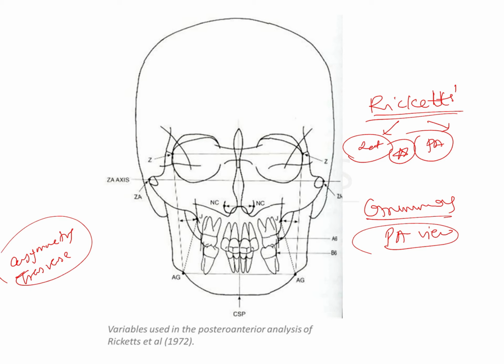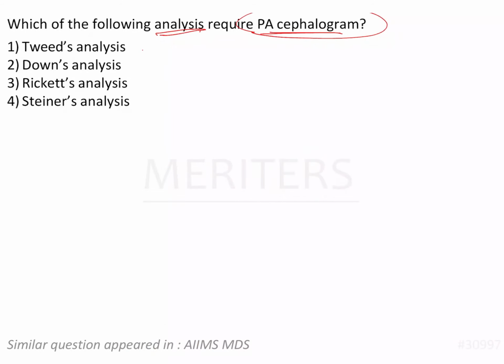So these are some of the landmarks which are used for Ricketts analysis. So what is important from this topic is to know the landmarks and to have a basic idea regarding the analysis which is done on the PA view. Okay, so the answer here, now Tweed's analysis we know requires a lateral ceph, Down's as well is a lateral ceph, Steiner's is a lateral ceph. And Ricketts, like I told you, has two, one for the lateral ceph and also one for the PA view. So the answer here is Ricketts analysis.